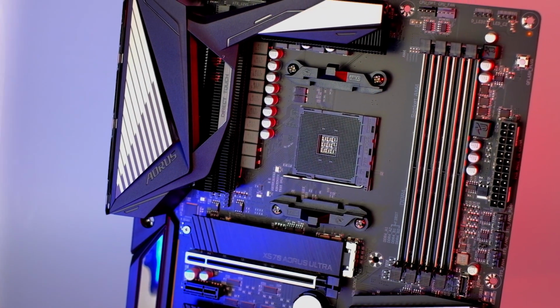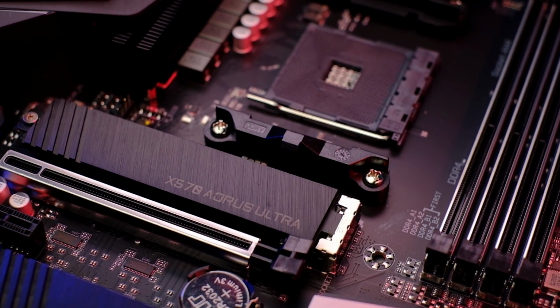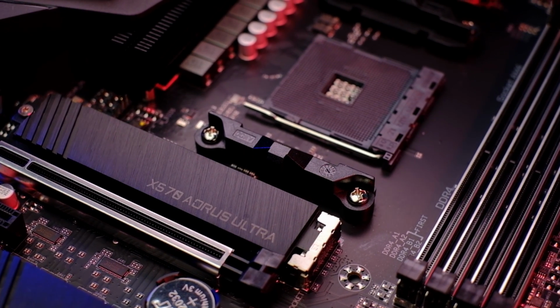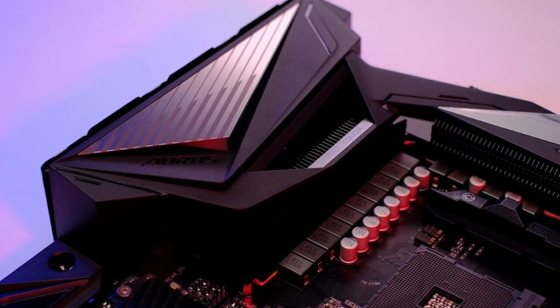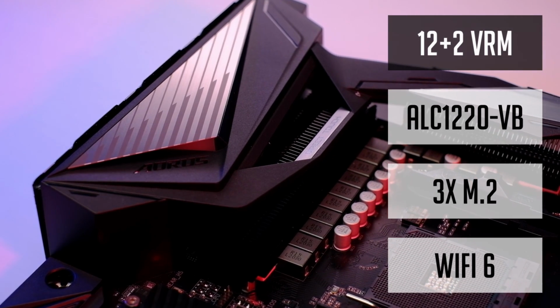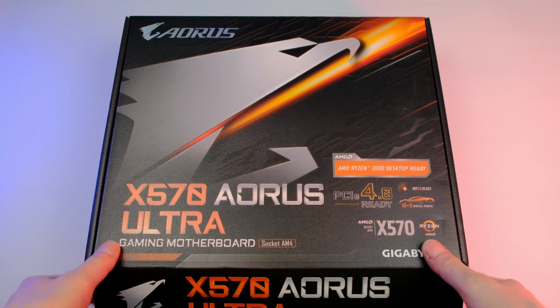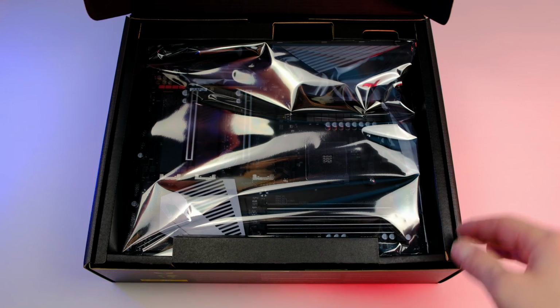Gigabyte X570 Aorus Ultra, one of the best options for around $300. This X570 chipset motherboard features 12+2 phase VRM, high quality audio, 3 M.2 slots and Wi-Fi 6. But let's dive deeper and find out if this is a motherboard for your build.